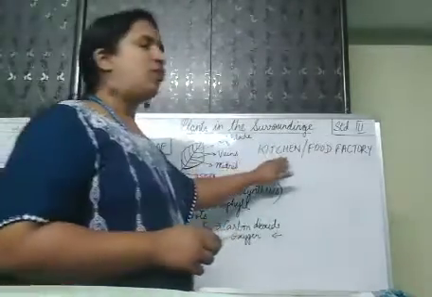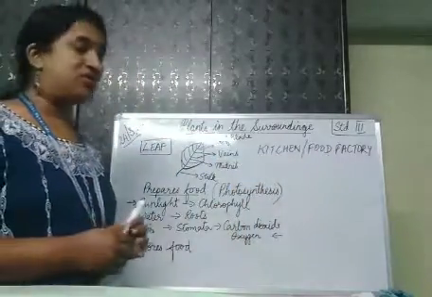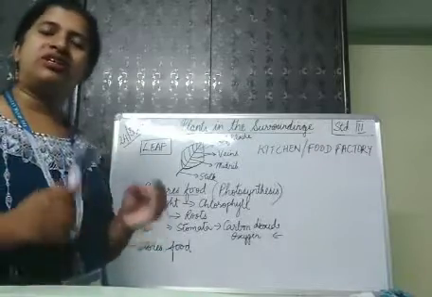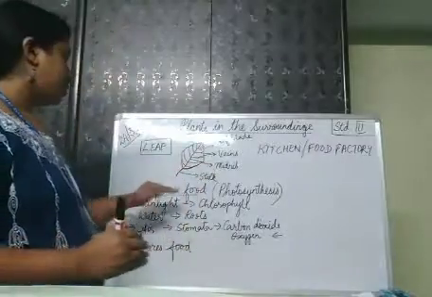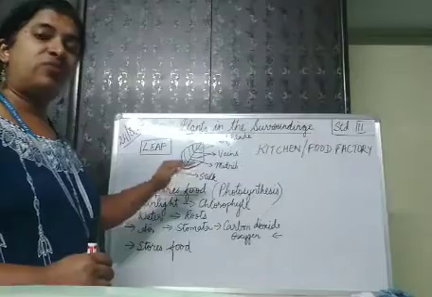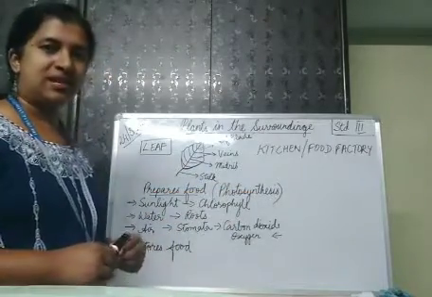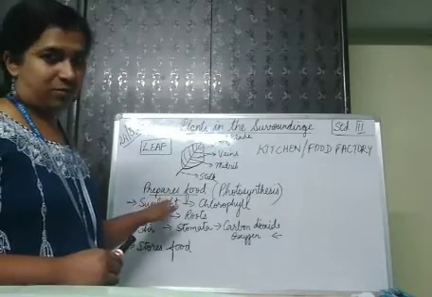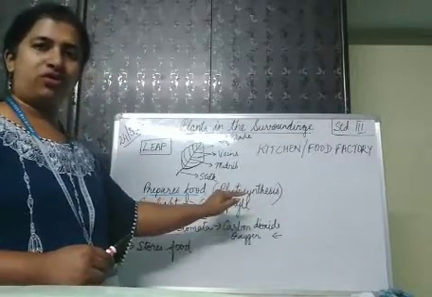Yes, you also know that the leaf is called the kitchen or the food factory. Now why is it called so? Because it prepares food. So the most important function of the leaf that you need to mention is that it prepares food. And what do we call that process of preparing food? We call it photosynthesis. So the important function of the leaf is to prepare food, and the process through which it prepares food is called photosynthesis.